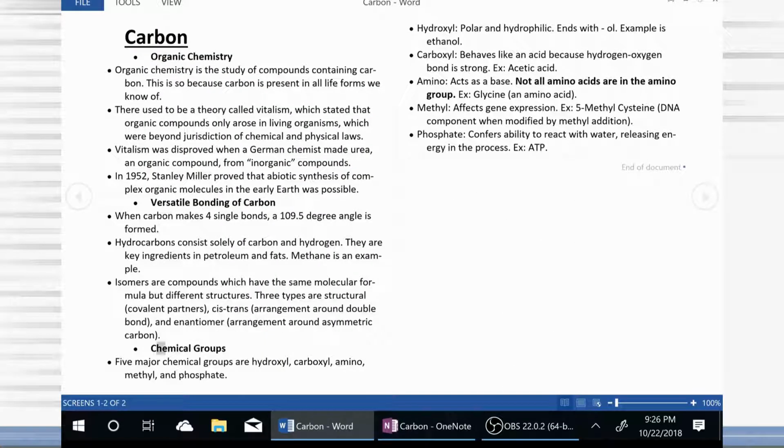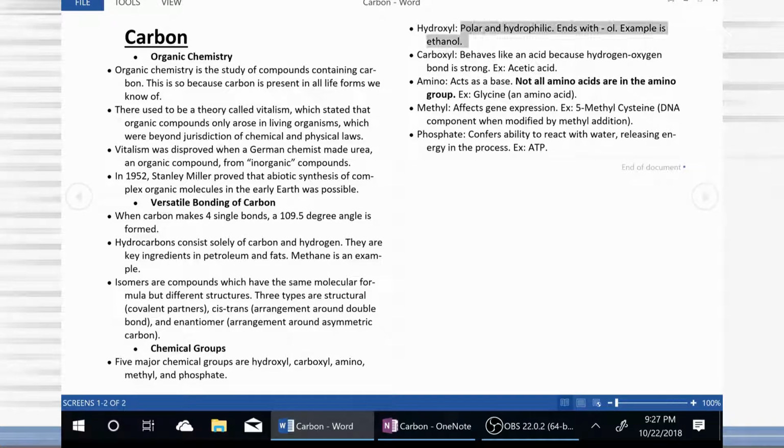So then we discuss our final theme, chemical bonds. So we have our five major chemical groups: hydroxyl, carboxyl, amino, methyl, and phosphate. The hydroxyl group is our first group, and hydroxyls have OH in them. So whenever we see an OH in a chemical structure or a drawing, you immediately know that that is a hydroxyl.